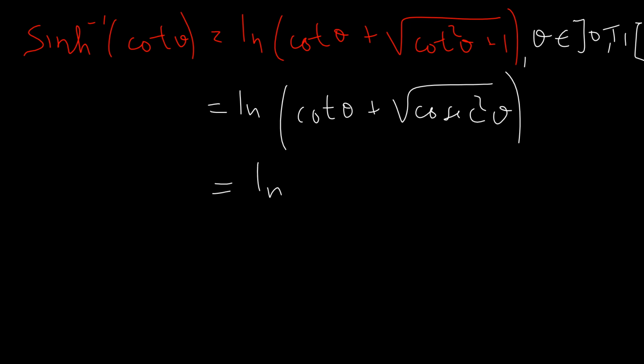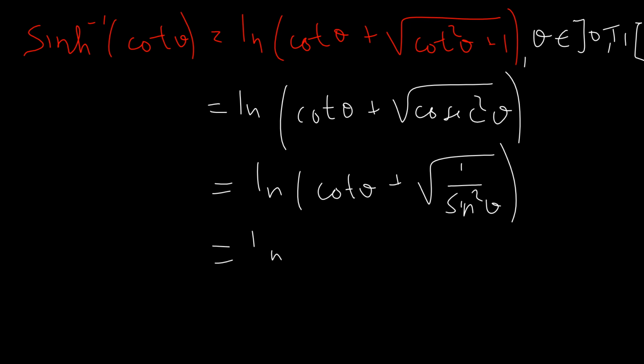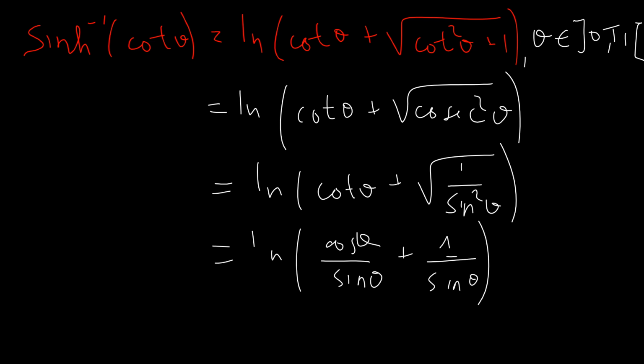So this will give us the ln of the cotangent of theta plus the square root of 1 over sine squared theta. Here's a ln of cot theta, which is cos theta over sine theta, plus 1 over sine theta. I'm just taking 1 over sine theta because sine theta is positive in the interval 0 to pi, so no need for the absolute value again. So this is just going to give me the ln of, I add the numerator, cos theta plus 1 divided by sine theta. That's what we have.